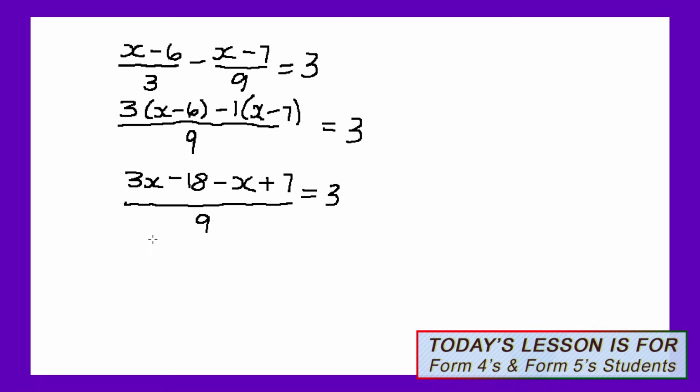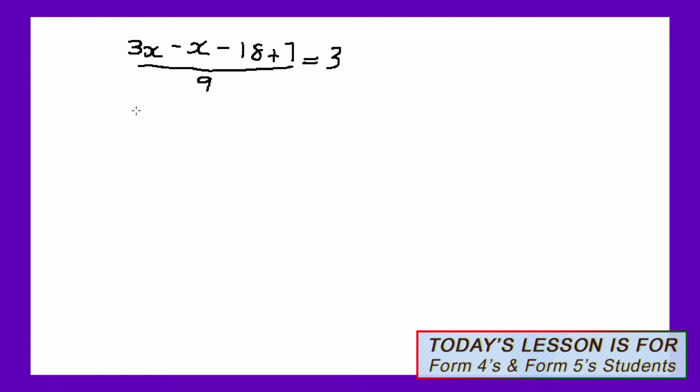So we're going to group our like terms. So here we have 3x minus x, minus 18 plus 7, divided by 9, and that is equal to 3. So we have 3x minus x is 2x. Negative 18 plus 7 is negative 11. And all of that is divided by 9. And this is equal to 3.